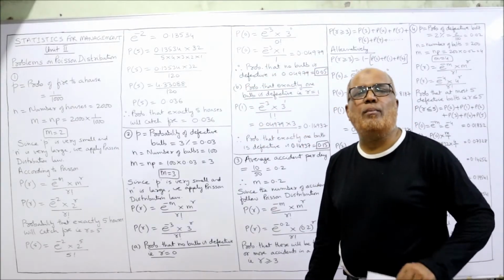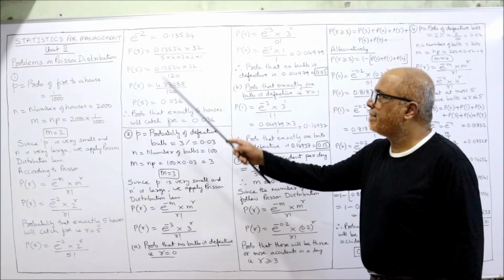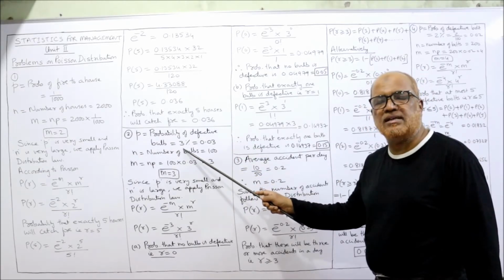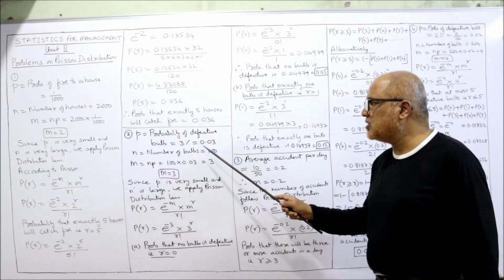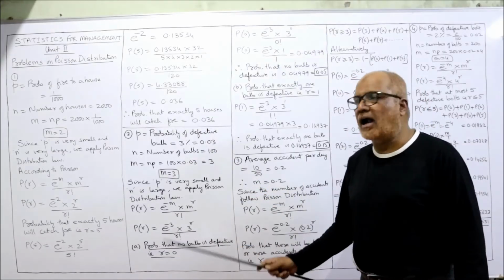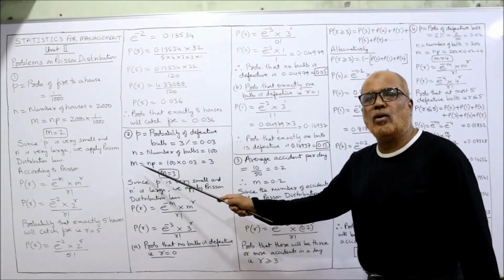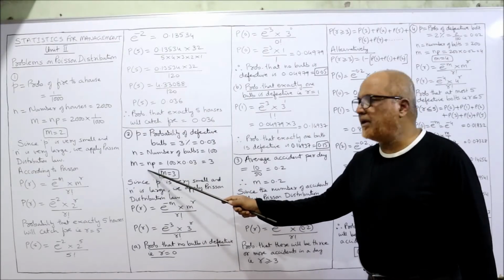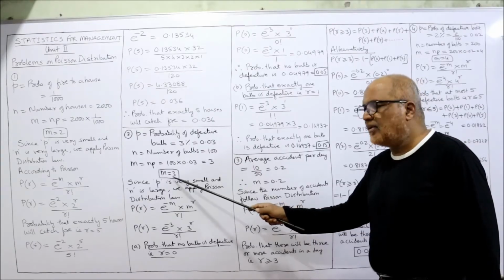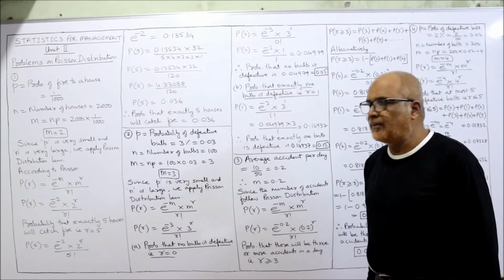First of all, we'll put the data in notational form. P is equal to the probability of a defective bulb, 3%, 3 by 100, 0.03. N is equal to the total number of bulbs, 100. M is equal to NP, N into P. So 100 into 0.03 is 3. So again we got a whole number, M is equal to 3.